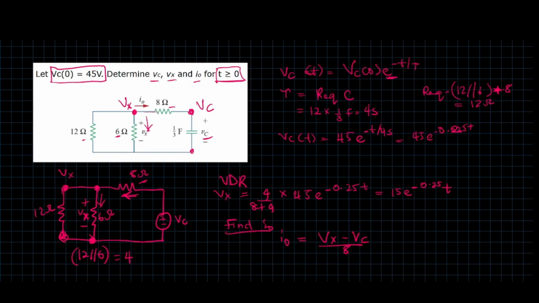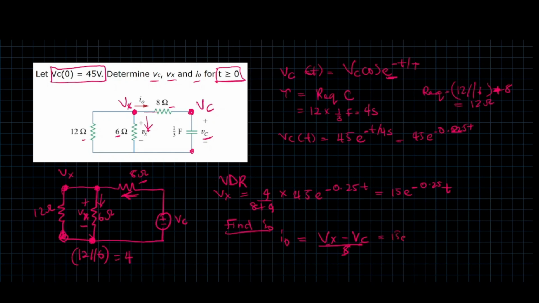If you're familiar with circuit theorems, or actually nodal analysis, you understand what I'm doing here. So this is V higher minus V lower over the resistor that the current is passing through. You can check out my videos on nodal analysis.